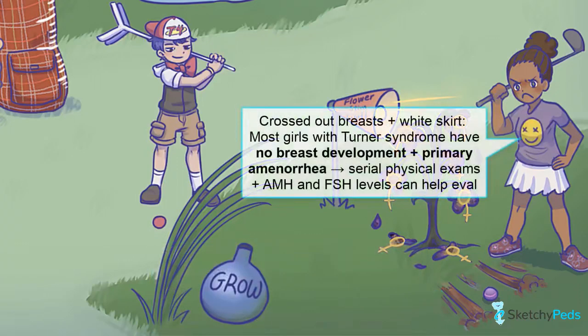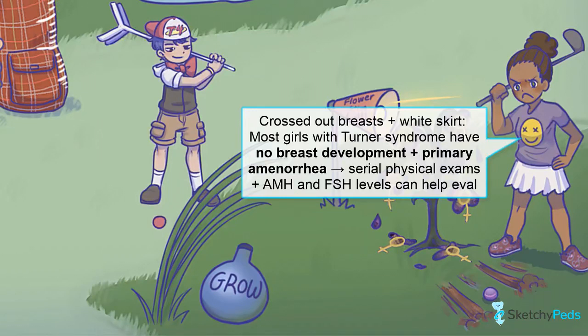Because of this gonadal failure, most girls with Turner syndrome have no breast development and primary amenorrhea, represented by the spotless white skirt and the X's over the breasts. Some patients, especially those with mosaic Turners, may have initial pubertal development followed by pubertal arrest. Fewer than 10% of patients have normal puberty and menstruation.